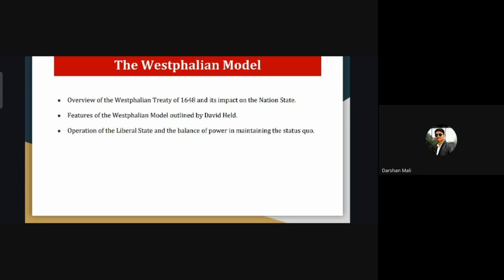Because if the powers of the government increase, eventually people have to suffer. And you can understand this just by one example. Pre-1991, we had something called License Raj in India. Many of you might be aware of this.